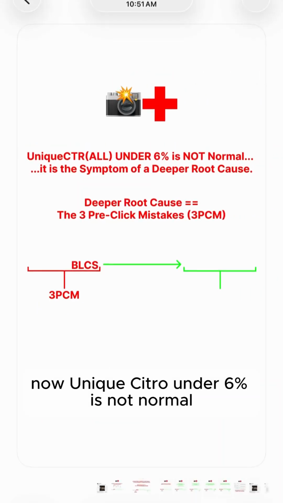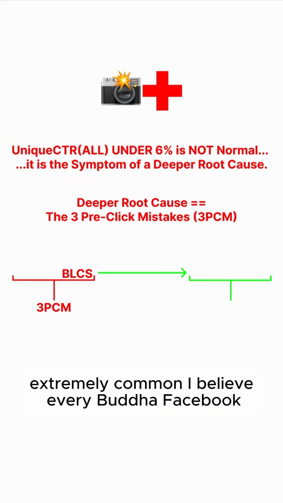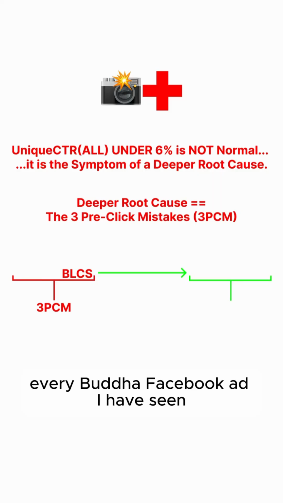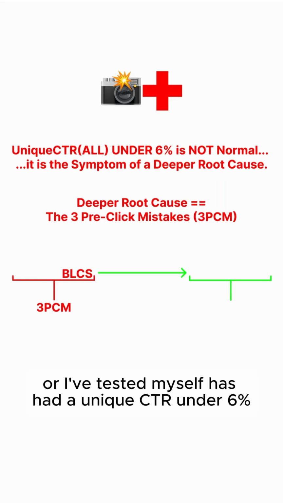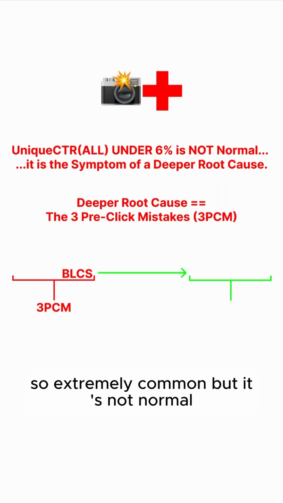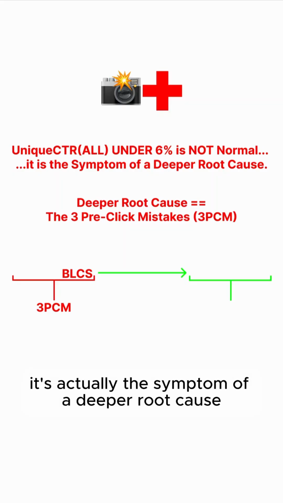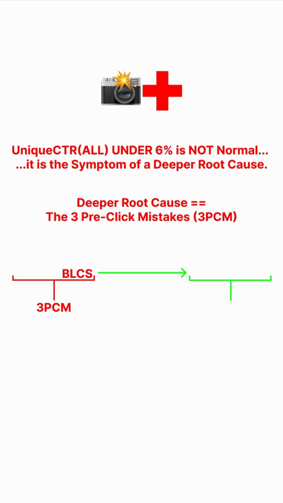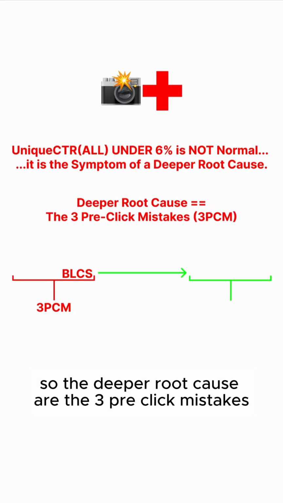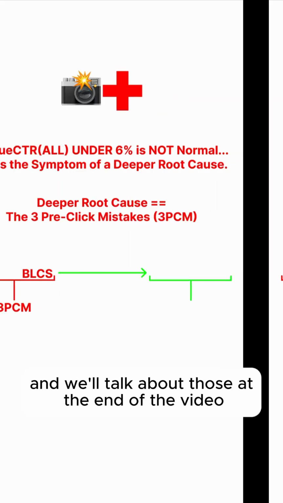Now, unique CTR under 6% is not normal. It's extremely common. Every Boudoir Facebook ad I have seen that I've been able to see the back end to, or I've tested myself, has had a unique CTR under 6%. So extremely common, but it's not normal. It's actually the symptom of a deeper root cause. That's 100% of the ads I've seen that I did not create. The deeper root cause are the 3 pre-click mistakes, and we'll talk about those at the end of the video.